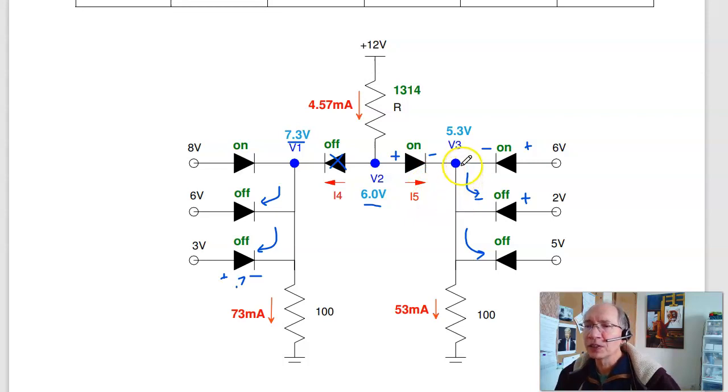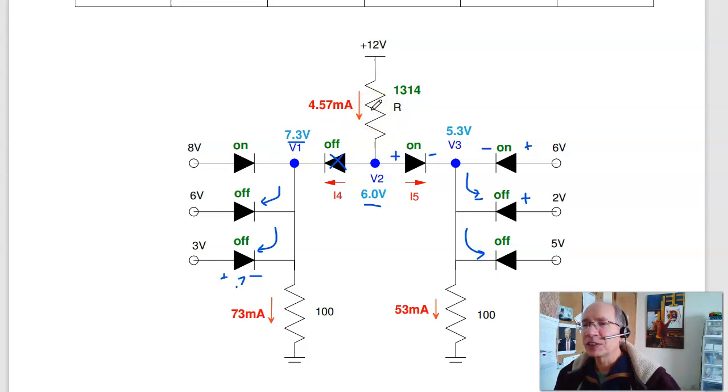Now to find the current, 5.3 volts across 100 ohms is 53 milliamps. 7.3 volts over 100 ohms, 73 milliamps. 12 minus 6 over R, it's based on your birthday, 4.57 milliamps. So those are the currents that I know.